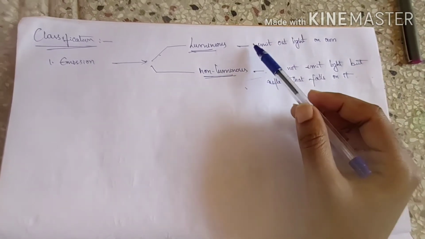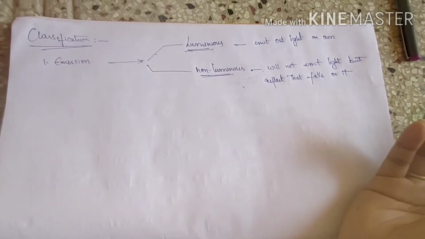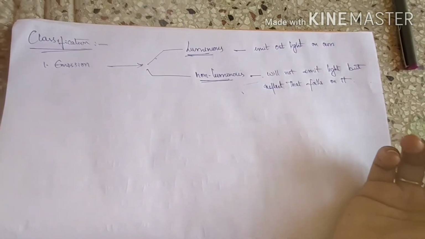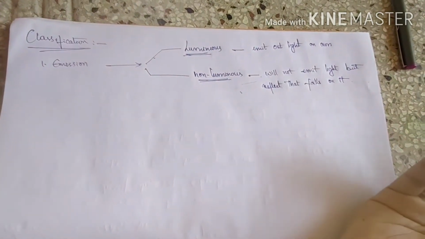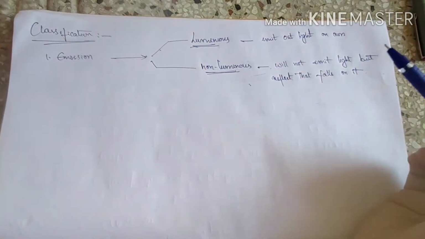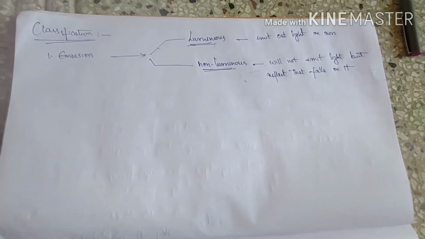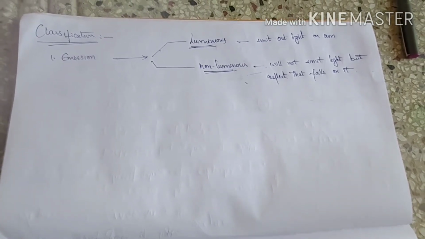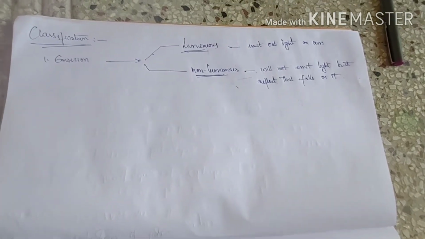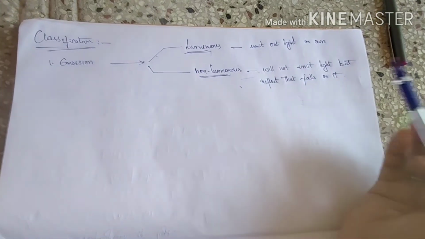Here, for luminous we have examples such as the sun, a candle or a tube light, whereas non-luminous examples are the moon, chair, table, whatever it is. But why are we writing moon here, and not in luminous? Luminous objects give light directly, that is, emitting, whereas the moon is not emitting light but reflecting the light that is falling on it. So I have written sun under luminous and moon under non-luminous.